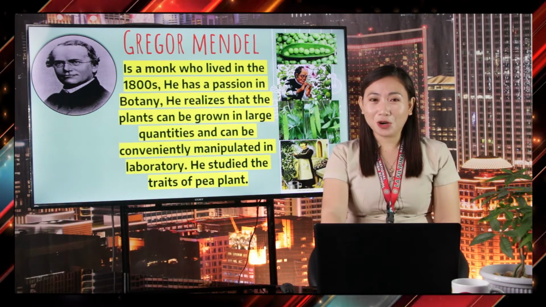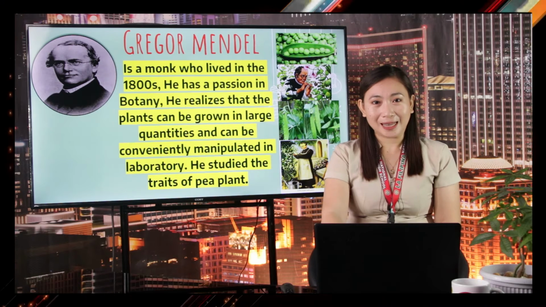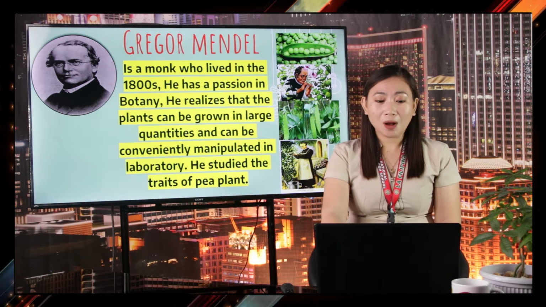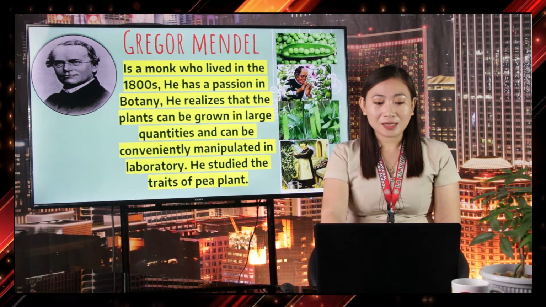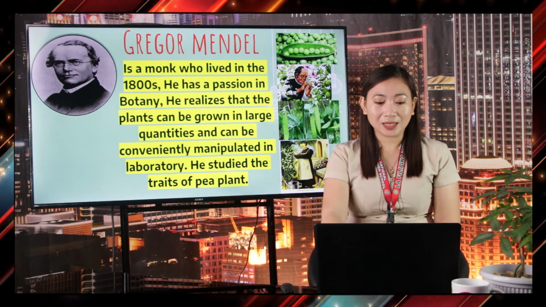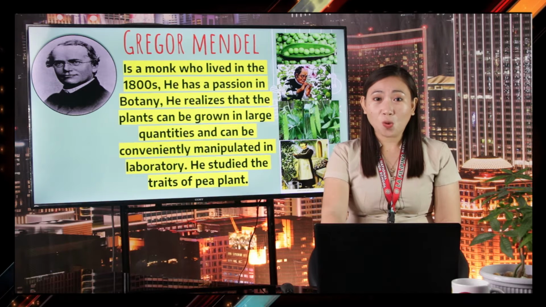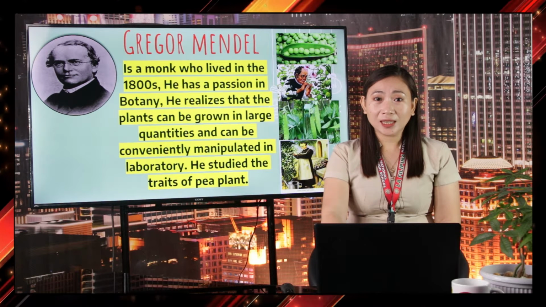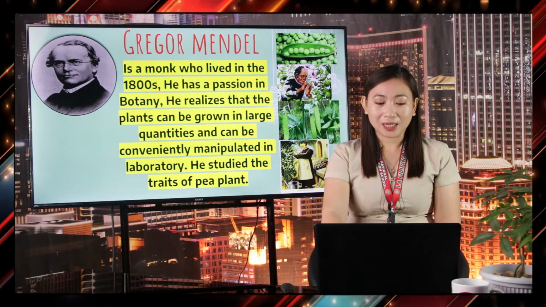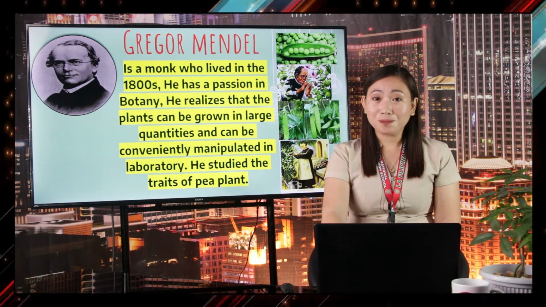I want you to meet Gregor Mendel. Who is Gregor Mendel? Gregor Mendel is a monk who lived in the 1800s. He had a passion for botany. He realized that plants can be grown in large quantities and can be conveniently manipulated in a laboratory. He studied the traits of the pea plant.